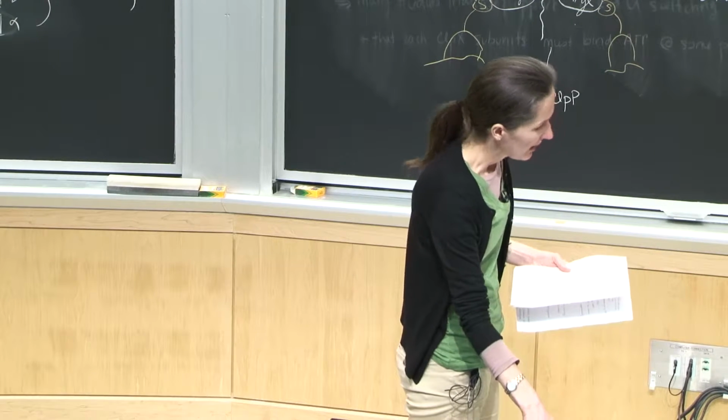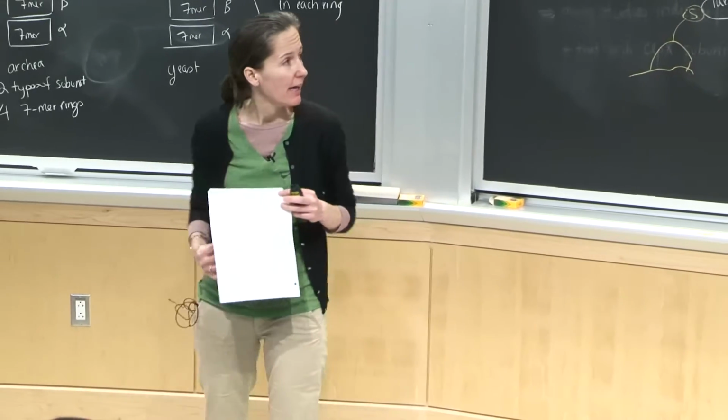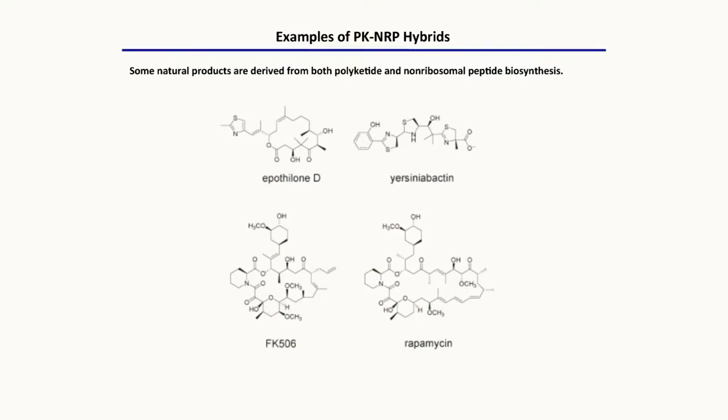And here, just to point out, these systems get very complex. There are natural products out there that are biosynthesized from a combination of polyketide synthase logic and nonribosomal peptide synthetase logic. These include molecules like yersiniabactin. This is an iron chelator produced by Yersinia pestis and some pathogenic E. coli. The immunosuppressant rapamycin is another example.